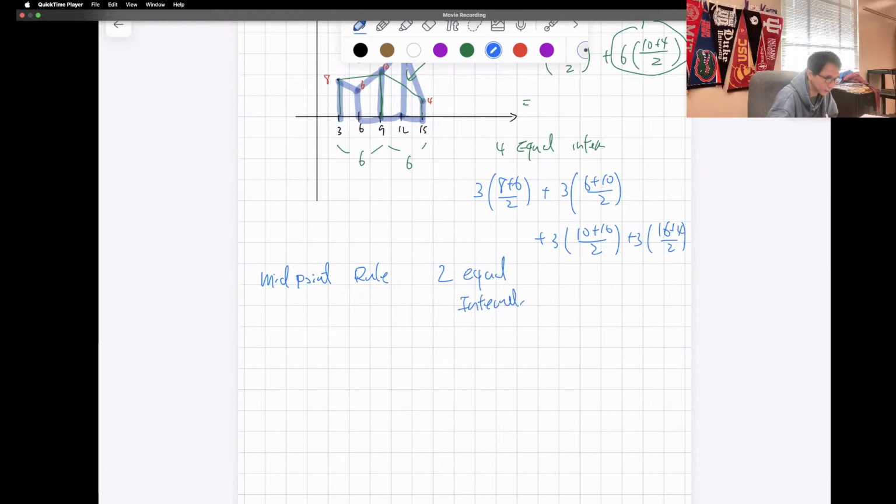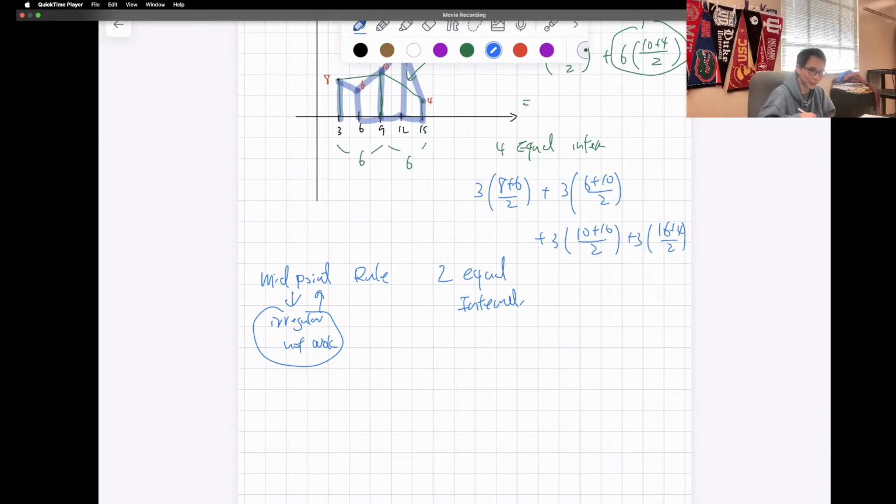What happens if it's irregular? You cannot do midpoint. So midpoint doesn't work with the irregular. It only works with equal intervals. So if you see equal intervals, a lot of times they will ask you for midpoints, because that's the only way you can use the midpoints.